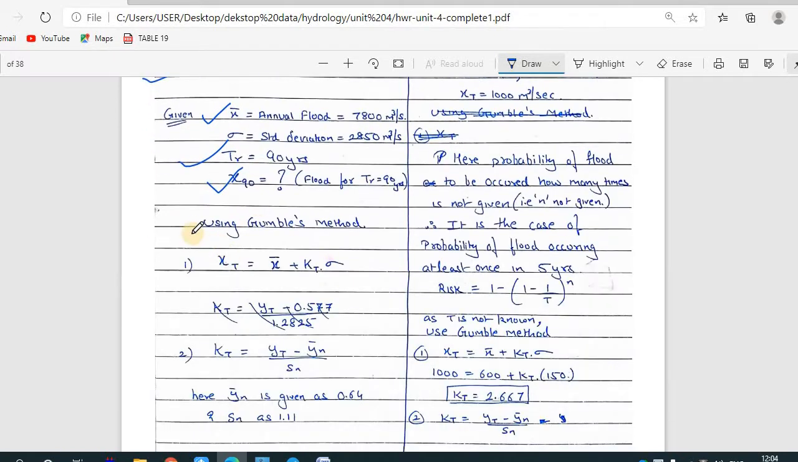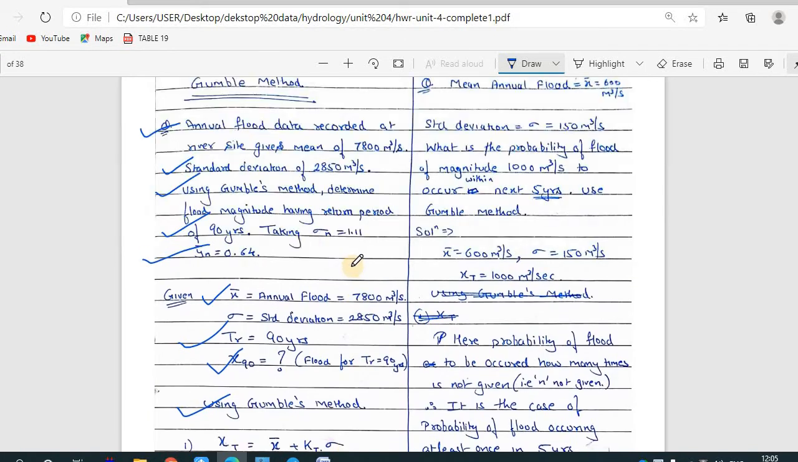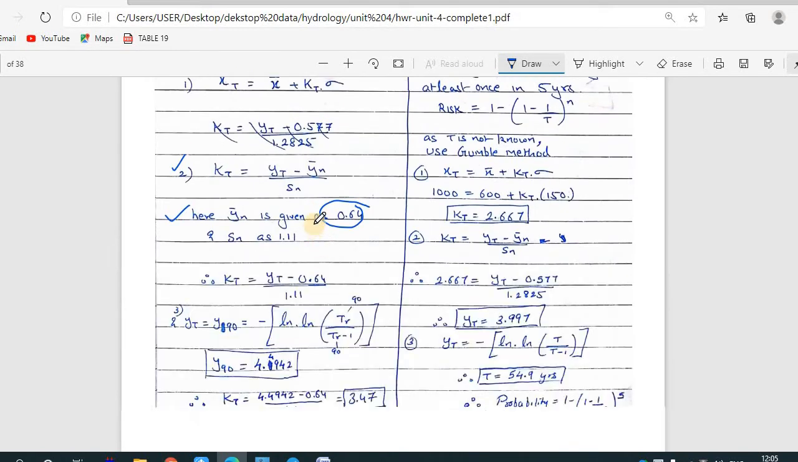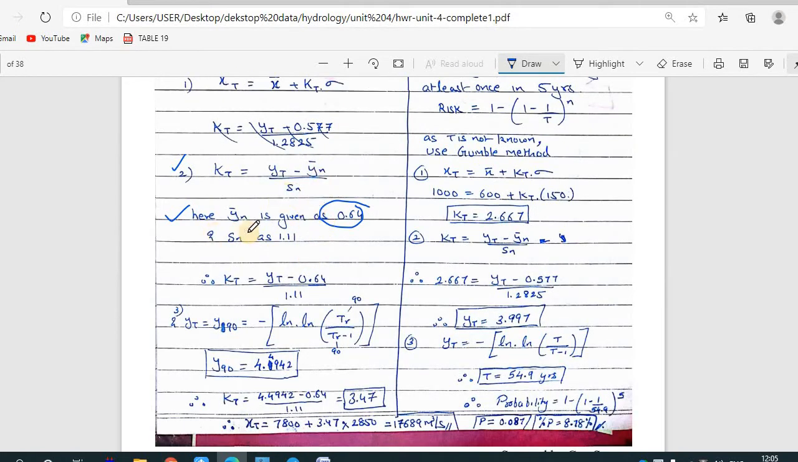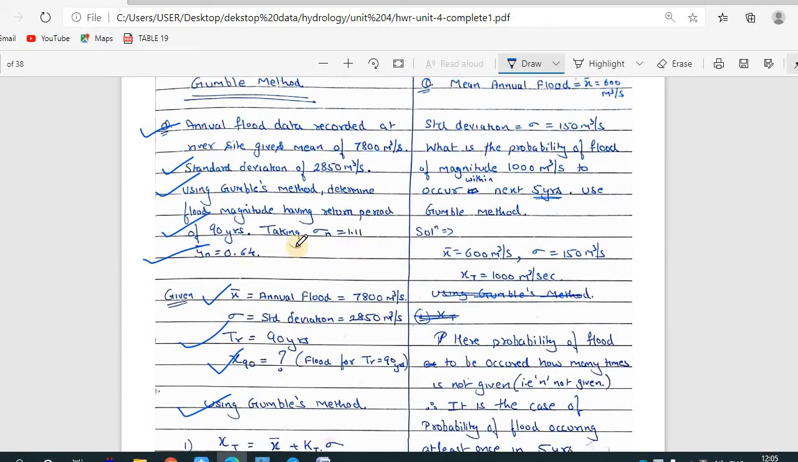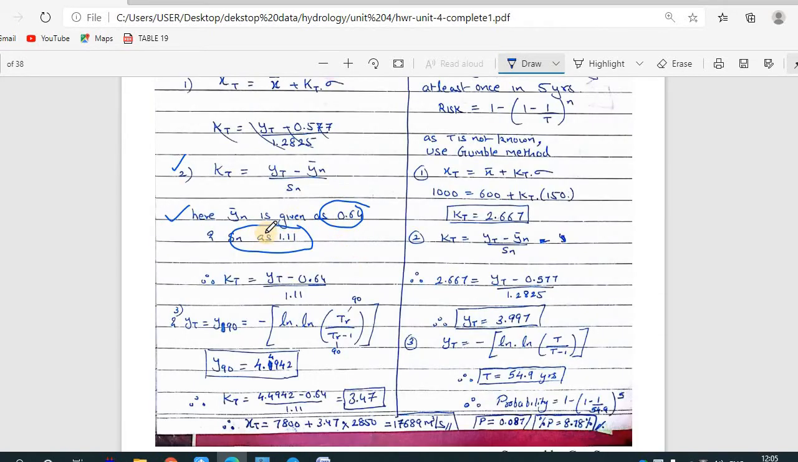Now using Gumbel method, we have the formula xt equals x bar plus kt into sigma. For this we need to find the value of kt. The kt value is given by kt equals yt minus y bar n by Sn. Here yn is given as 0.64, and Sn is given as 1.11 in your question. This sigma n is nothing but your Sn.